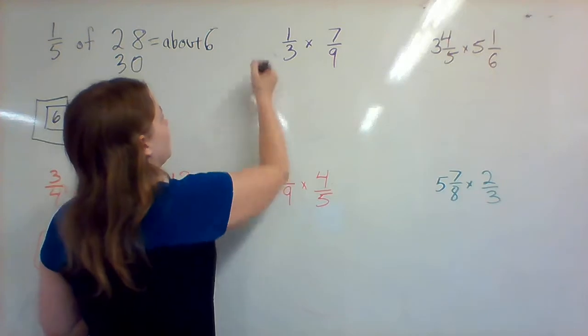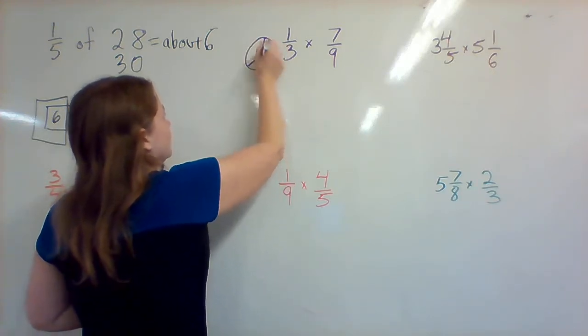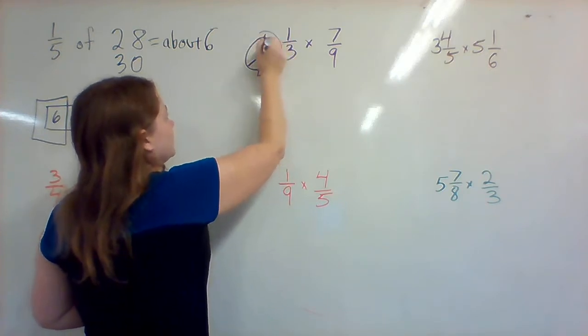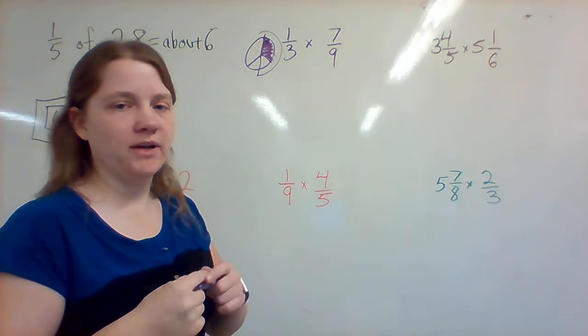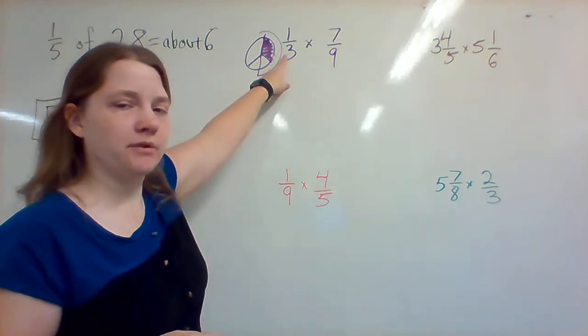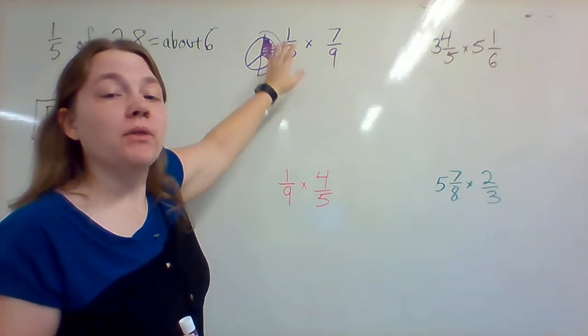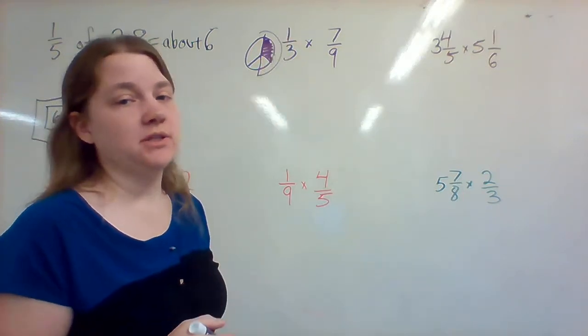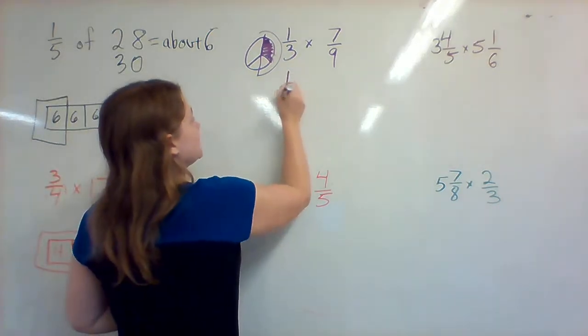So if I take 1/3 and I draw my little thirds here, this is 1/2. We see that 1/3 is pretty close to 1/2. I also know that half of 3 is like 1.5. It's not 1, but it's not 2. So I know that 1 is pretty close to 1/2. So I'm going to round 1/3 to half.